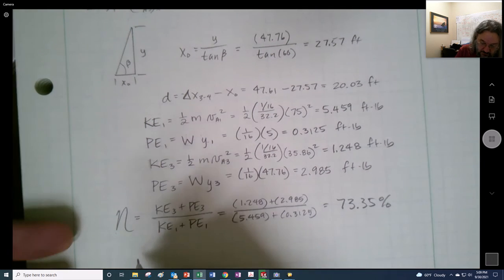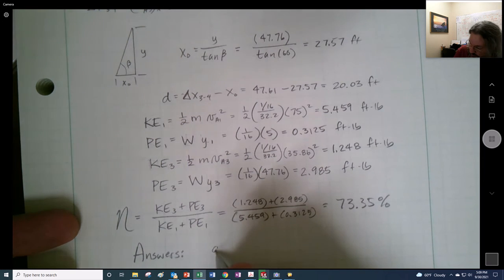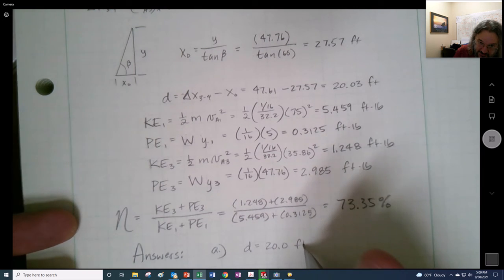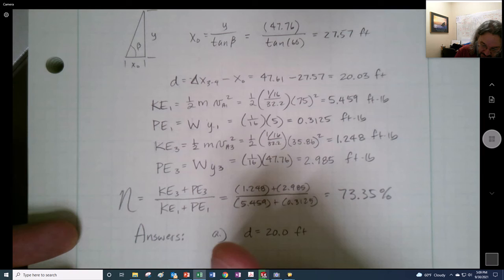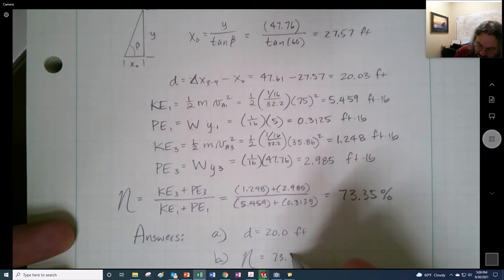Okay. Let's write answers. And so part A is going to be D is equal to 20 feet. Well, I had a lot of work for that. And then B is going to be the efficiency is 73.4%.